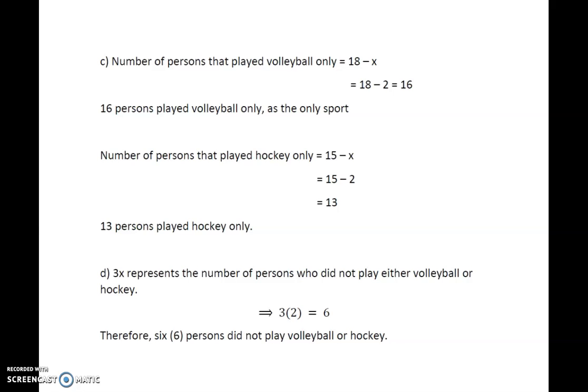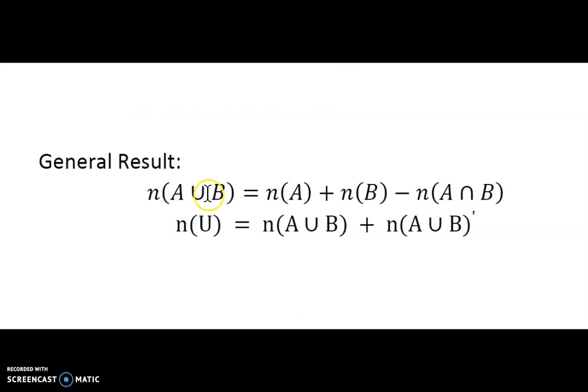So just to recap, what was the formula? The general formula we used to solve this problem was this: the number of elements of A union B is equal to the number of elements of A plus the number of elements of B, minus the number of elements of A intersect B. And the number of elements in the universal set is the number of elements of A union B plus the number of elements of A union B complement. This is what is inside of A and B, and this is what is not inside of A and B.